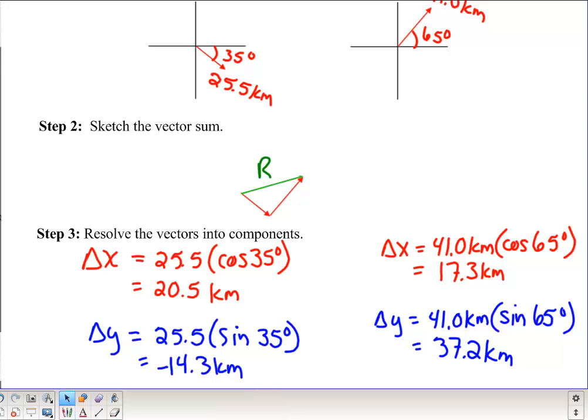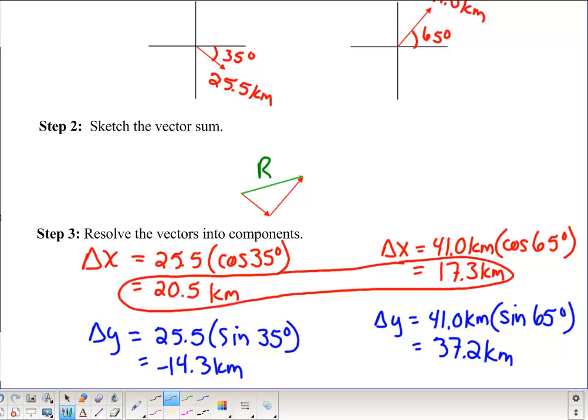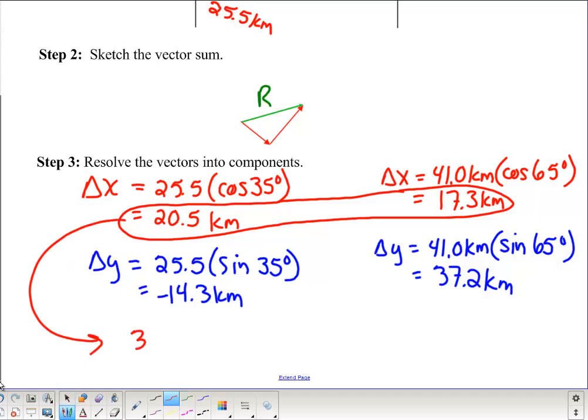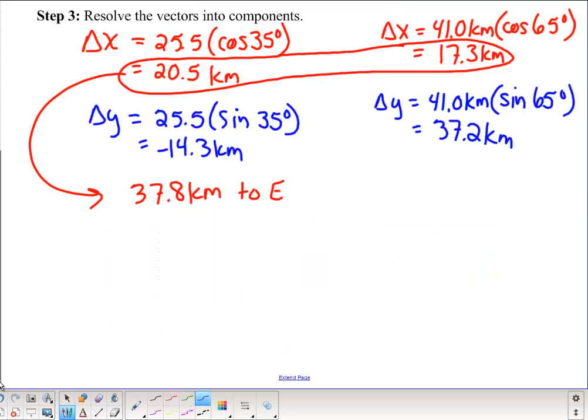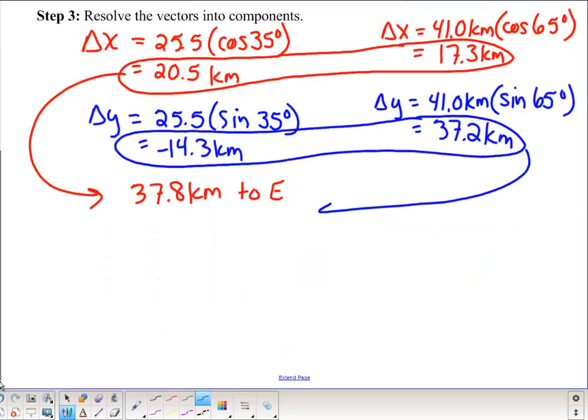Now I'm going to add these two x terms. I get 37.8 kilometers, and it's positive, so it's to the east. I'm going to add these two y terms, and what I get now is 22.8 kilometers. It's positive, so that's to the north. Now I can draw my two resultants in. So I'm going to the east for 37.8 kilometers, and then I turn and head north and I go 22.8.